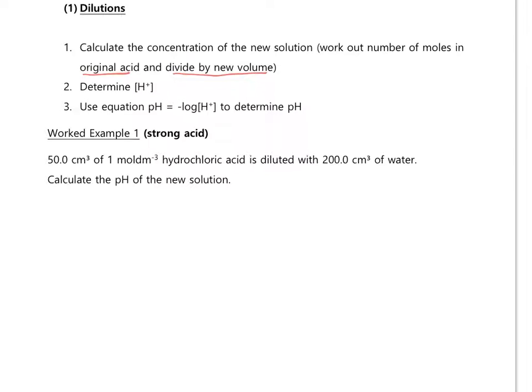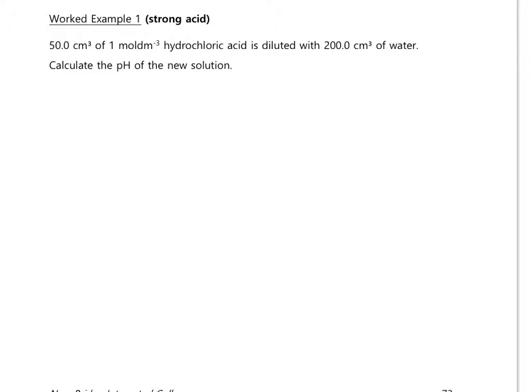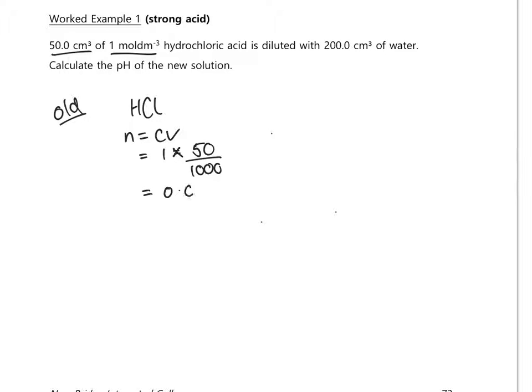So let's see first of all how many moles of hydrochloric acid we had in the old solution. So we're having a look at the old solution of hydrochloric acid, and we're working out the number of moles. So n equals cV, our concentration is 1, and our volume is 50 centimetres cubed. So you can do 50 divided by 1000 or 0.05. And that gives us 0.05 moles.